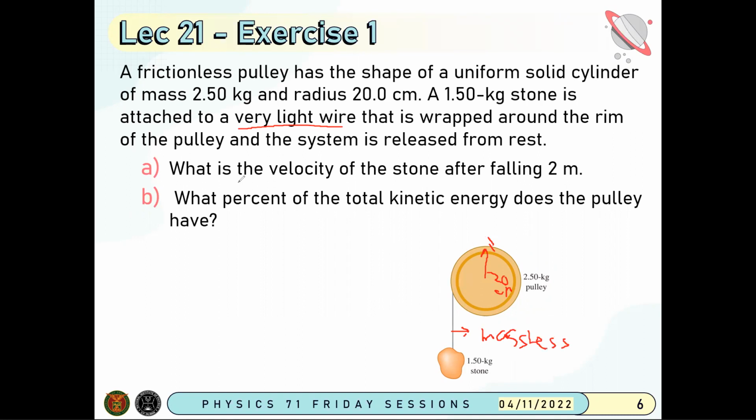Now, first question, what is the velocity of the stone after falling 2 meters? So, the stone falls 2 meters. And what percent of the total kinetic energy does the pulley have? So what is the percentage of the total kinetic energy that the pulley has? Okay. So those are our questions.